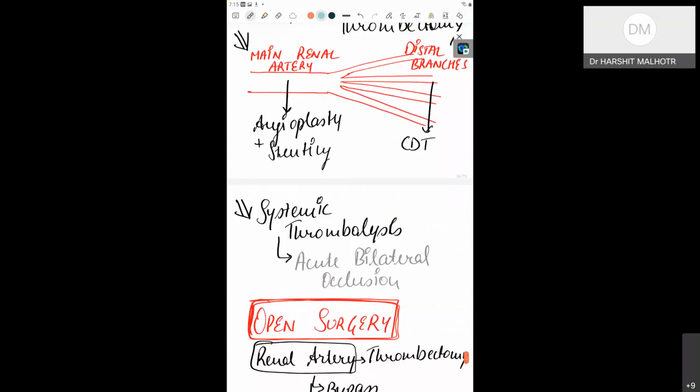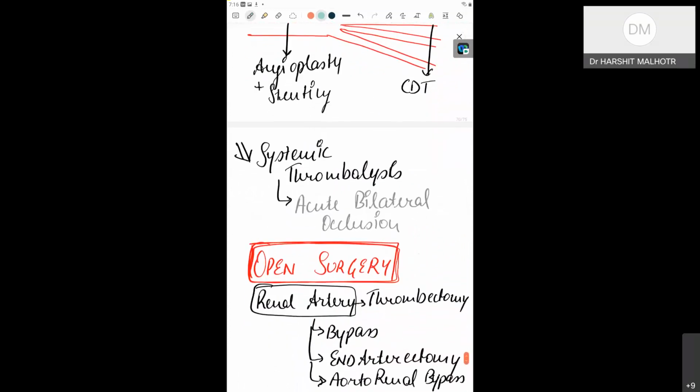Also, in a case of main renal artery thrombosis, a CDT can be done in those cases also. Per se, short CDTs are done, in which we can give a short-duration thrombolytic agent like alteplase or urokinase fragments, and then we can immediately go for thromboaspiration using catheters.